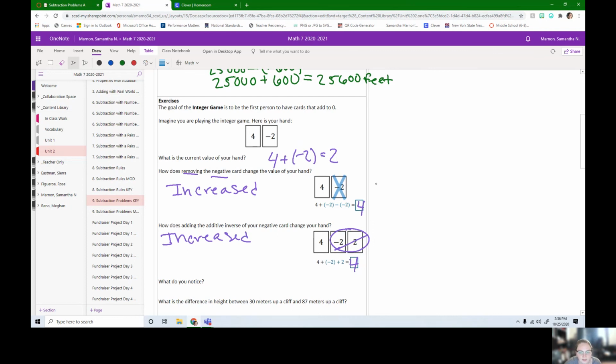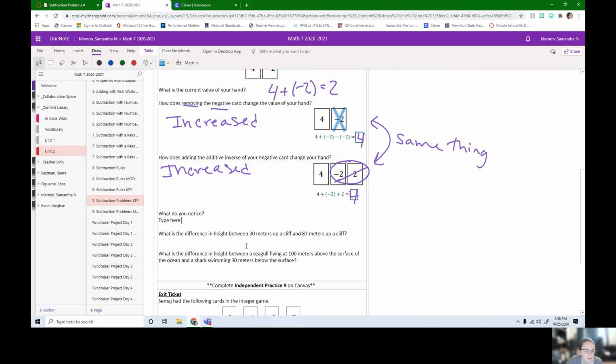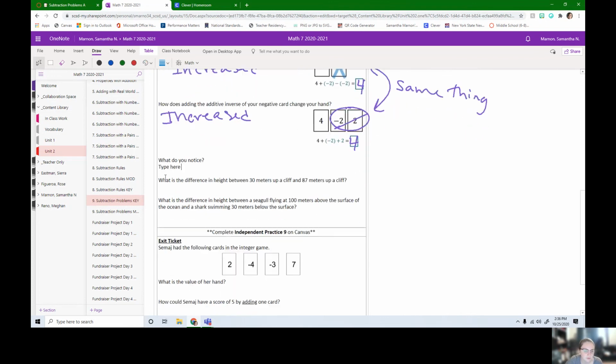But we can see that these two examples are the same thing. You can subtract a negative or add a positive. You'll get the same hand value overall. So what do you notice? Again, we've been over this a few times. I can't tell you what to notice. You're going to type here what you notice. I kind of pointed some things out to you. You can phrase it however you want. Then we just have 2 more questions for you to try.